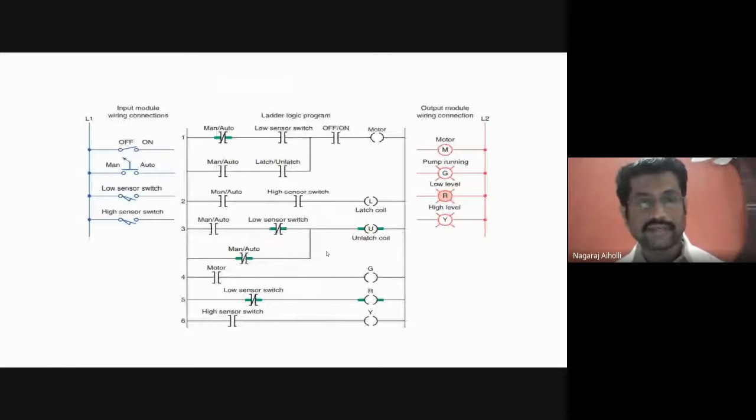Okay, first we are taking rung 1. In rung 1, everything is in off state. We are using all the conditions: manual, auto mode, low sensor switch, off, on, motor. It is in off state. Then next one, rung 2.